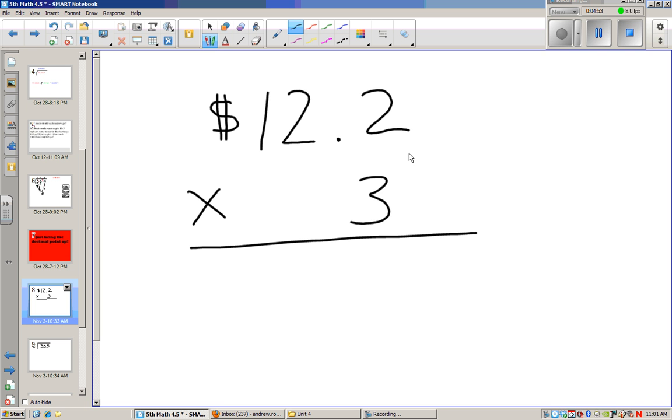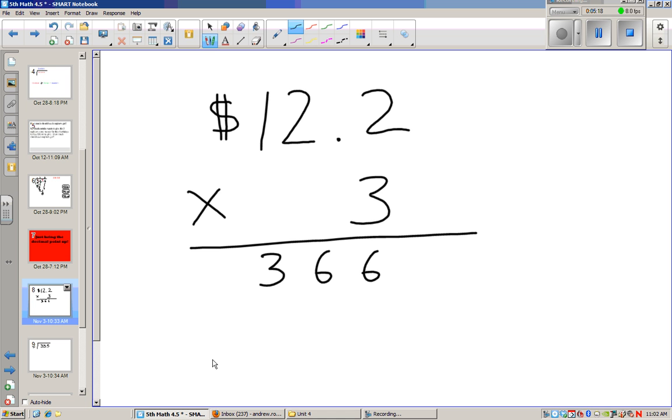Now, the amount I'm checking is $12.20, but when we do multiplication with decimals, we can just get rid of that 0 because 0 times 0 is 0, and it's not going to really make any difference to our answer. So 3 times 2 is 6. 3 times 2 is 6, and 3 times 1 is 3.